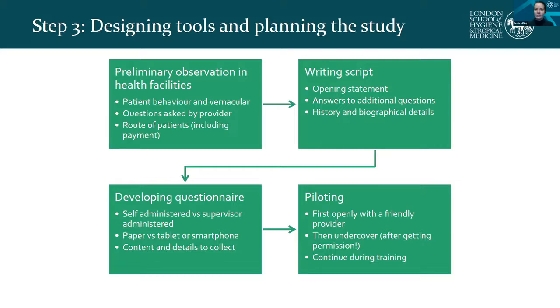And after that, you can write a script which needs to include details of their health conditions, sort of a history and biographical details, why the patient happens to be in that area. Develop a questionnaire for the standardized patients to fill in after their interaction with the provider. You have a few choices there. You can either have a self-administered questionnaire, which is easier and quicker, or a supervisor-administered questionnaire, which is seen as a sort of a higher quality check on what happened. You can do the questionnaire on smartphone or tablet, which again saves time compared to paper.